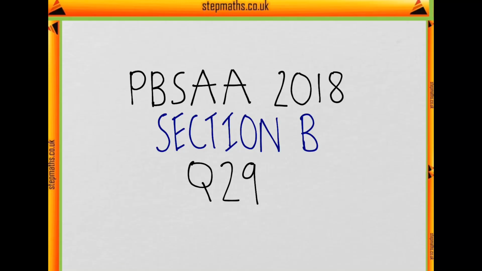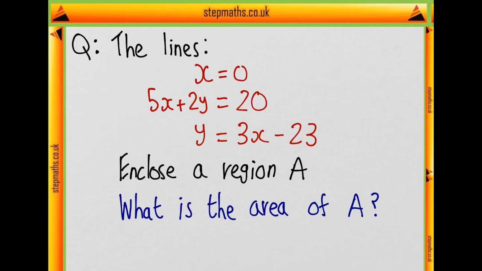This is question 29 from section B of the 2018 PBSAA paper. In this question, we're given three lines in a variety of different forms: x equals 0, 5x plus 2y is equal to 20, and y equals 3x minus 23. And we're told that these three lines enclose some region, let's call it A, and we're asked what's the area of A.